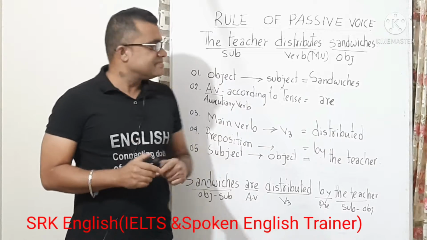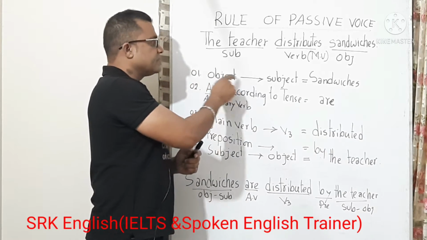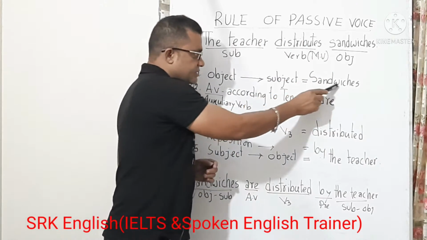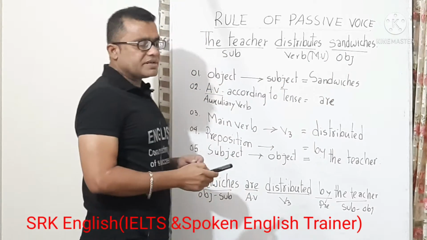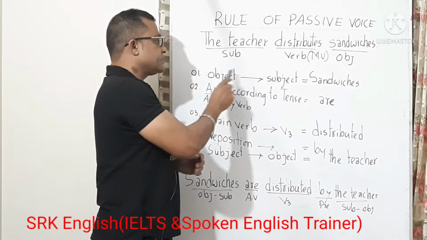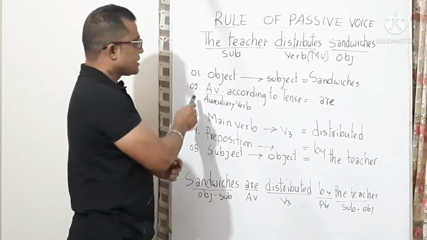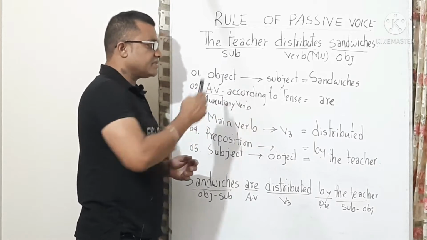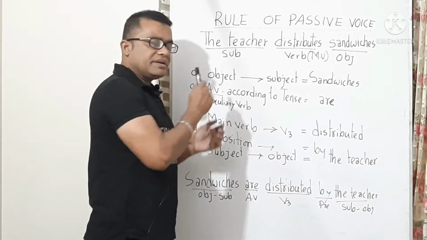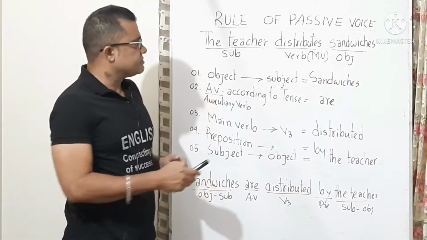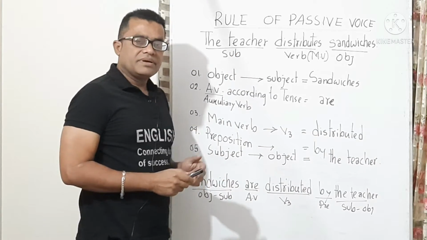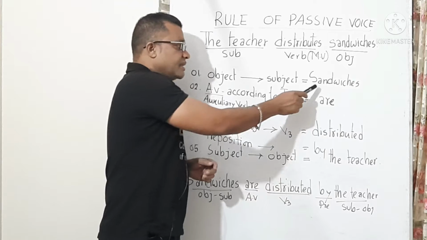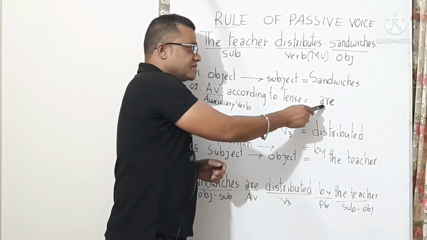Now be careful. At first, the object will be the subject. This is sandwiches. This is our object. It has become our subject. Object will be subject, sandwiches. Number 2, auxiliary verb according to tense. You have to bring an auxiliary verb and it will depend on tense. This sentence is present simple. So present simple takes am, is, are. As sandwiches are plural, we take here are.